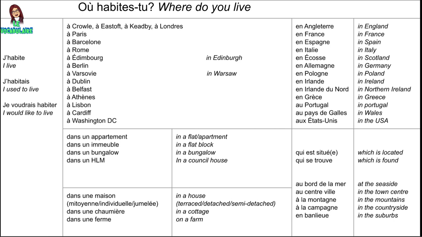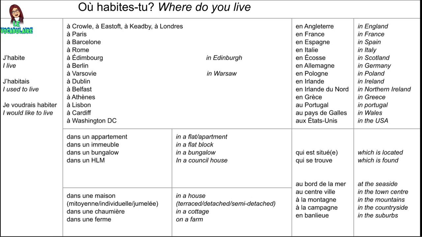So we've got the en, and if you look, all of them have the E at the end of them, and that means that they're feminine. Au went with the masculine countries, and aux with an X went with the plural. So I could create a sentence saying j'habite à Rome en Italie. J'habite à Dublin en Irlande. J'habite à Crowle en Angleterre. Je voudrais habiter à Lisbonne au Portugal. So I could create my sentences like that using that top section.